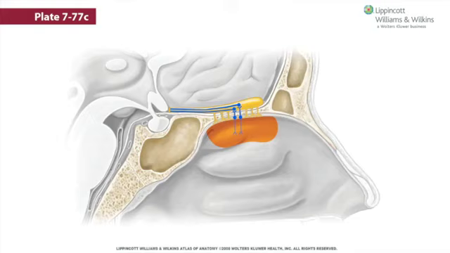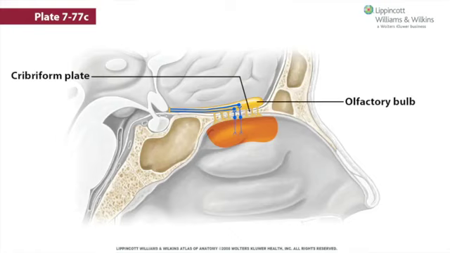The axon of each of these olfactory neurons passes through the cribriform plate of the ethmoid bone to get to the olfactory bulbs in the anterior cranial fossa.